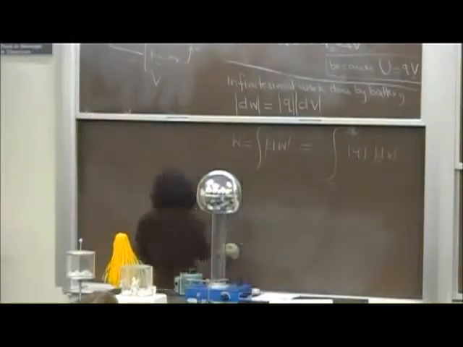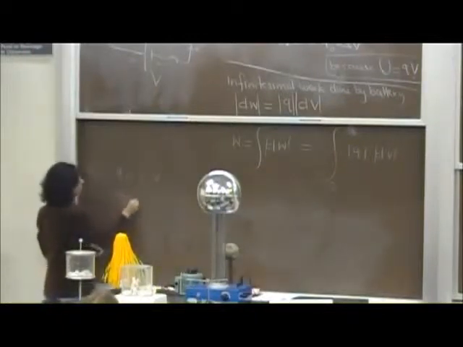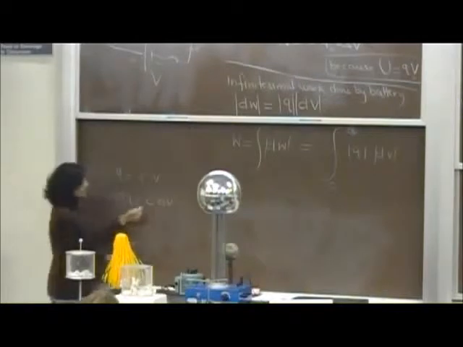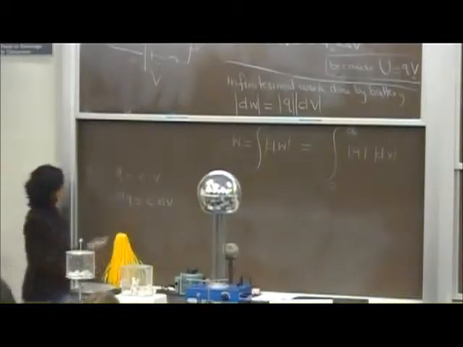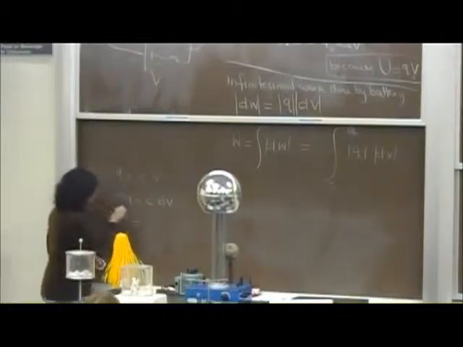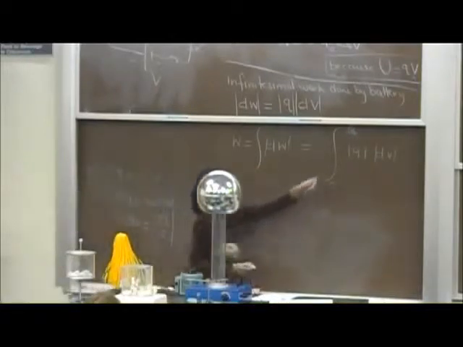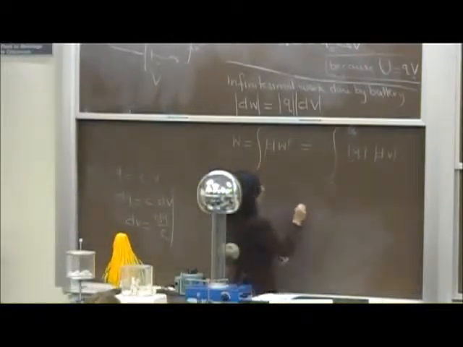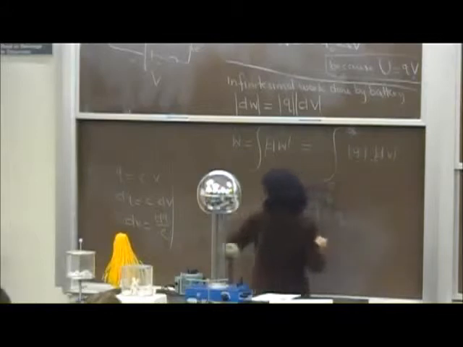In order to figure that out, we can make use of this. Q is equal to C times V, and that says that dQ will be equal to C times dV because C is constant. Remember, C is a proportionality constant. So dV can be written as dQ over C. So in other words, in this integral, we have the integral from 0 to Q of Q times, instead of dV, I'm going to write dQ over C.